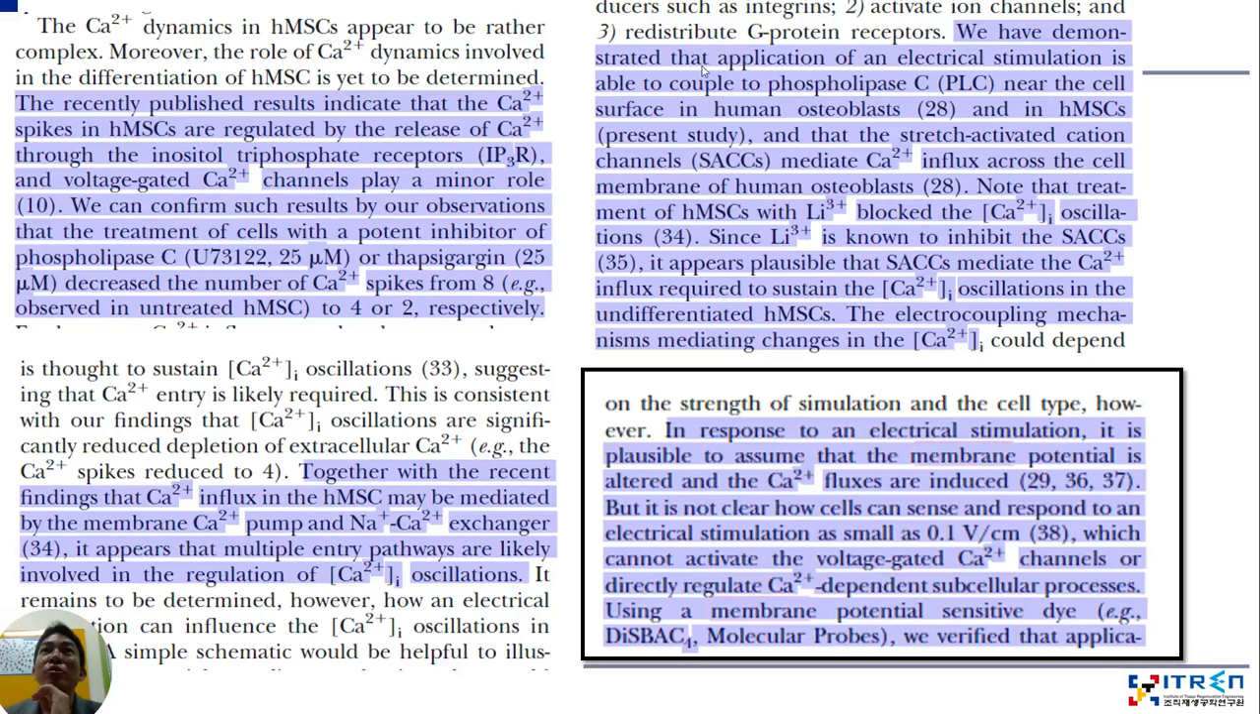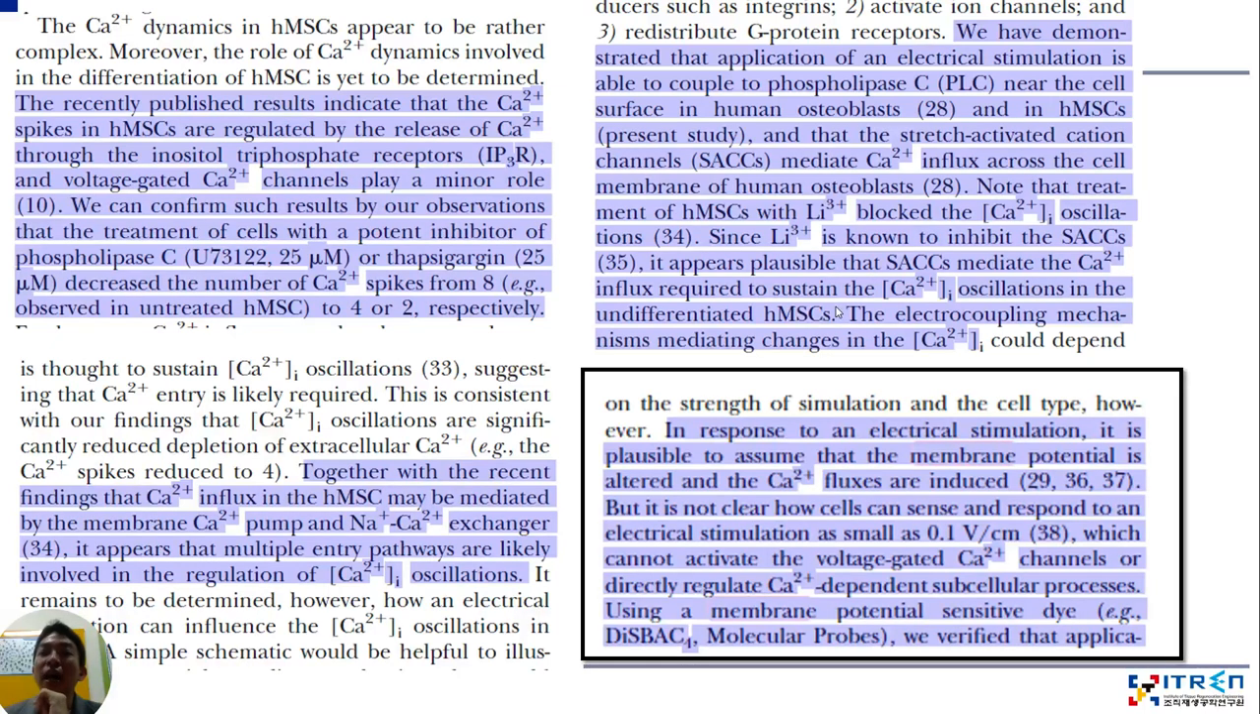So we have demonstrated that application of electrical stimulation is able to couple the phospholipase C with the cell surface on human osteoblast and human MSC, and that the stretch-activated calcium channel, SACC, which is another type of SOC, mediates the calcium influx across the cell membrane of the human osteoblast. Note that treatment of human MSC with lithium ion blocks the calcium oscillation. Since lithium ion is known to inhibit the SACC, it appears plausible that SACC mediates the calcium influx required to sustain the calcium oscillation in the undifferentiated human MSC.